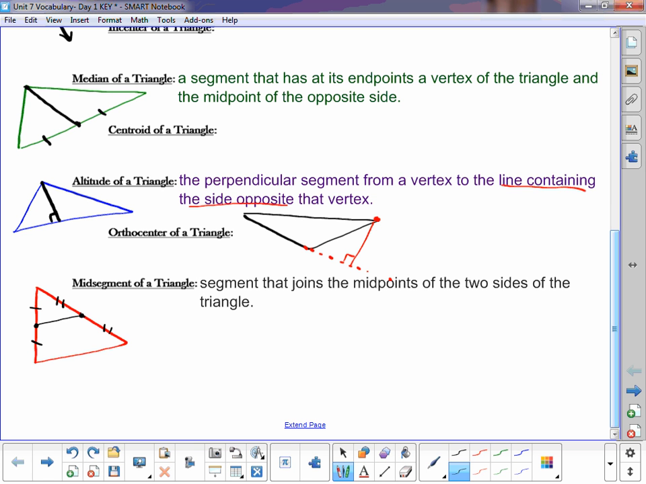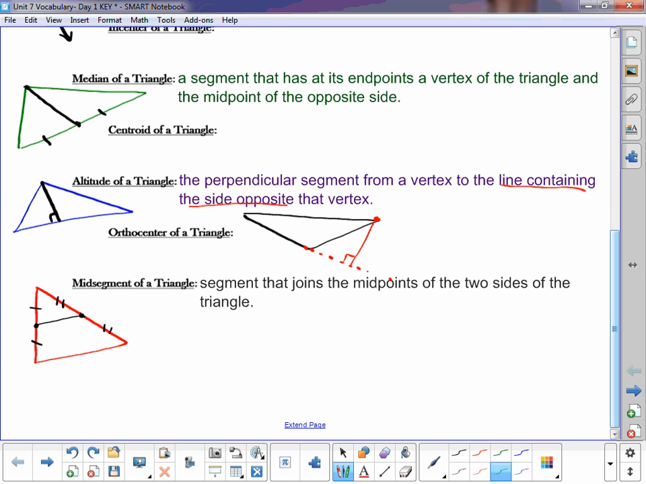Now, how many midsegments of a triangle can I draw? Talk this one over with your shoulder partner. Feel free to do a little doodle on your paper. Show me on your hands how many midsegments I can do. I see 1, 2, and 3.